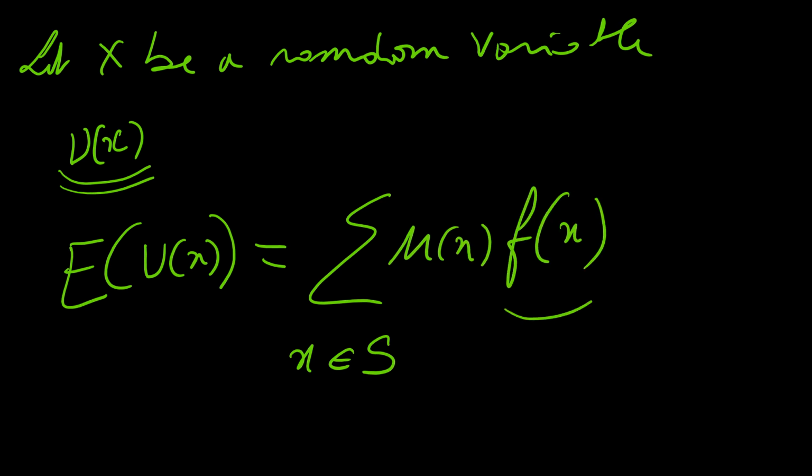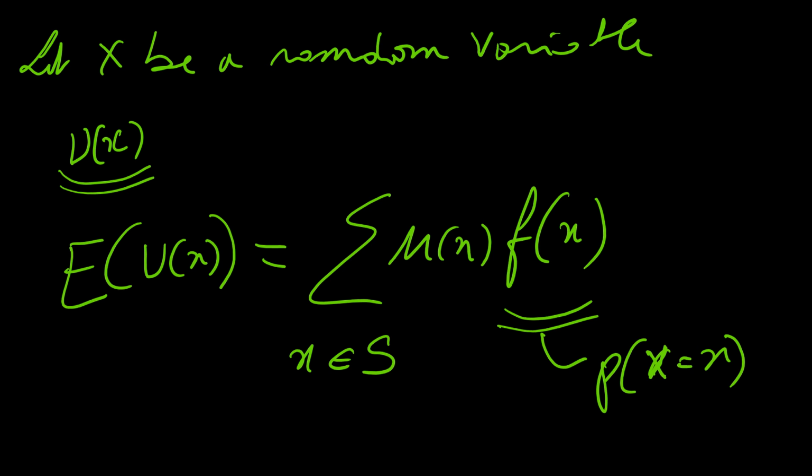And this f of x is what we call the probability mass function. Again, it's the probability that X equals x, right? So this f of x is the probability mass function, and at the same time the probability that X takes a specific value. So this is why I put X equal to x here.